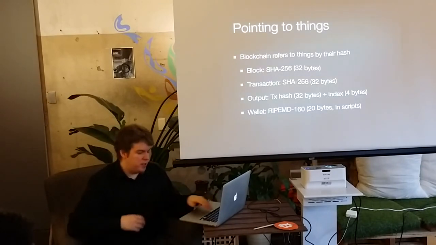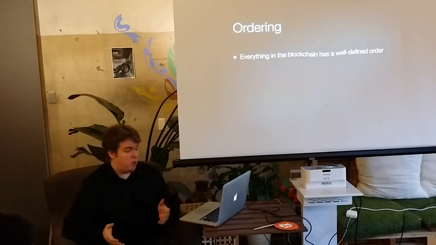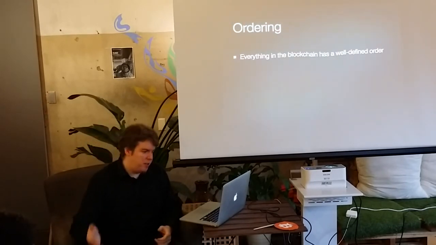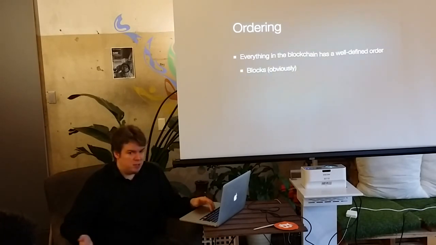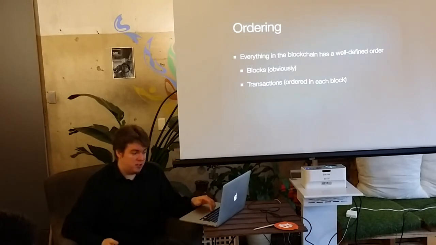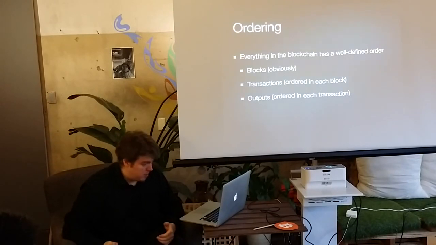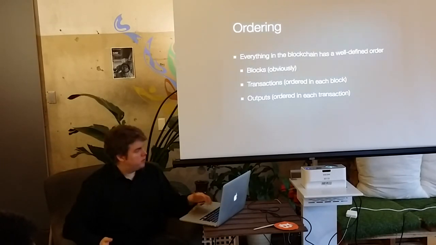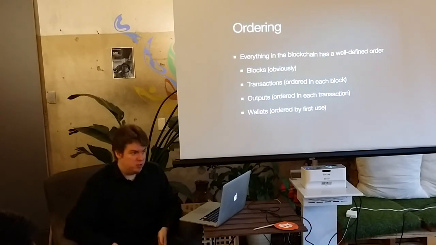So let's try and rearrange the data a bit by observing that on the blockchain, everything also has a well-defined order. Everything comes in order. I mean, the blocks are obviously ordered. Inside each block we have a number of transactions, but they're also ordered. Inside each transaction we have outputs, and they're also ordered. And you can also come up with an ordering for every wallet by looking at when is the first time we see this wallet being used on the blockchain.